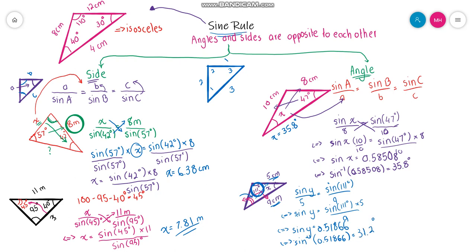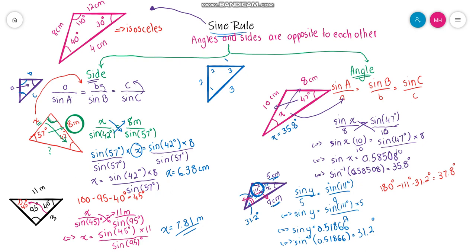Now we have this angle, which is 31.2 degrees, and we have this one, so we can solve for x using the rule that angles in a triangle add up to 180. So you do 180 degrees minus 111 degrees minus 31.2 degrees, which will be equal to 37.8 degrees. Okay, so that's your final answer.